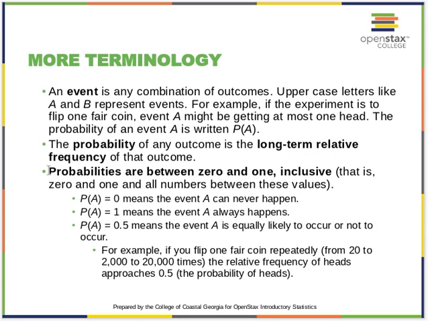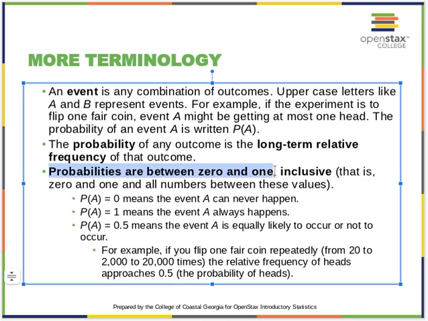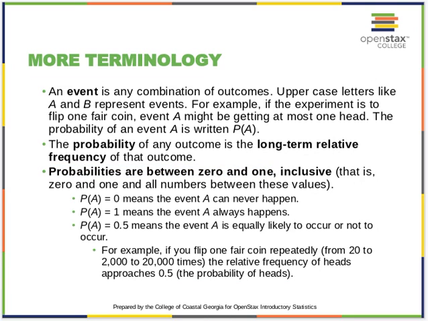This part is very important though. Probabilities are between 0 and 1, and that includes 0 and 1. So you can have a probability of 1, you can have a probability of 0. You cannot have a probability of 1.1. All the possible outcomes have to sum to 1.